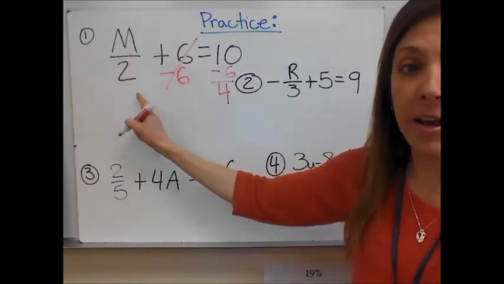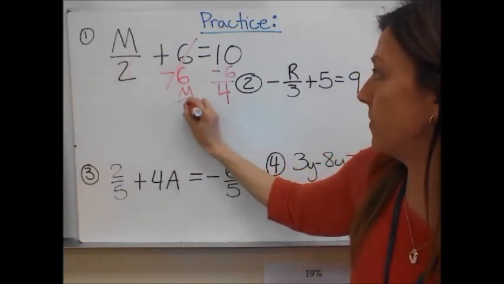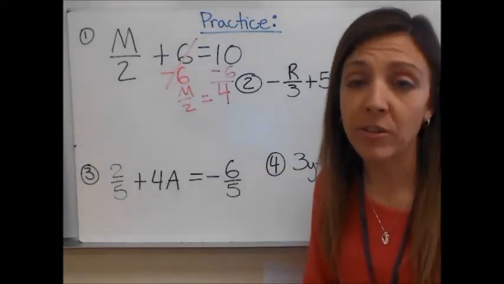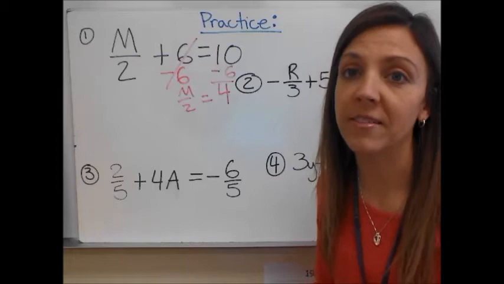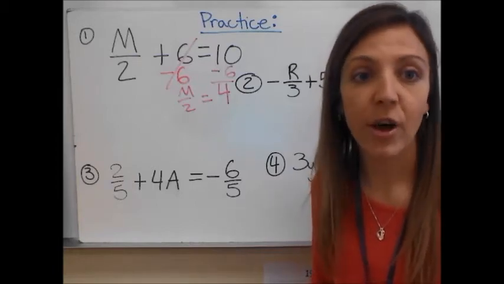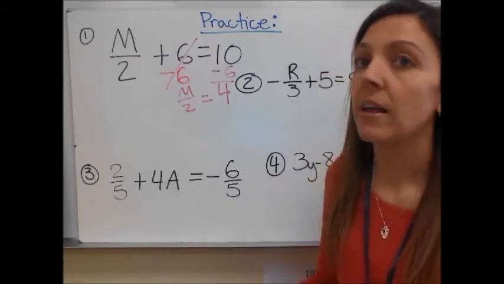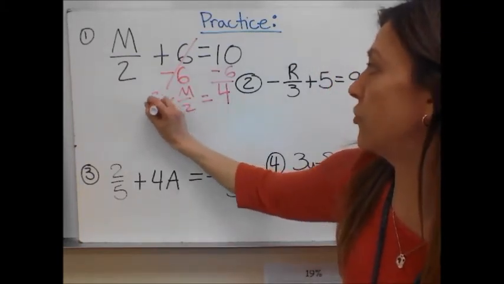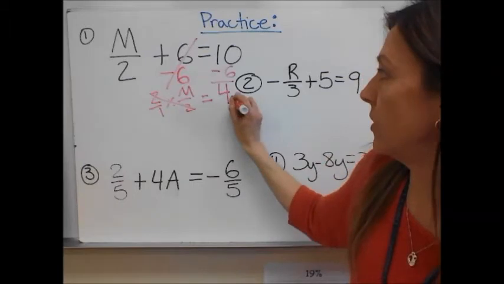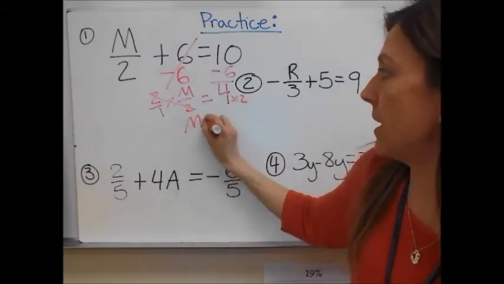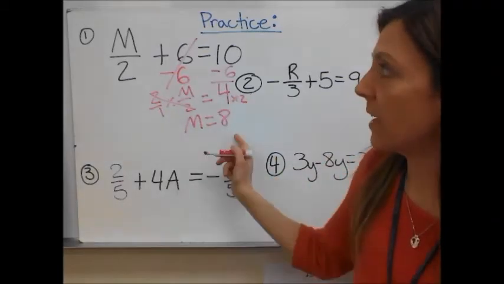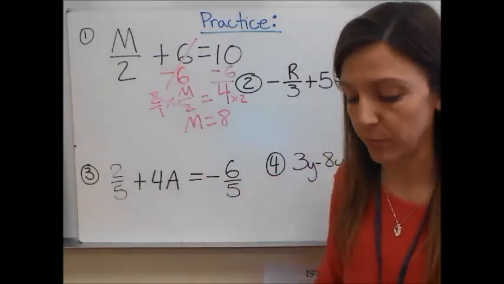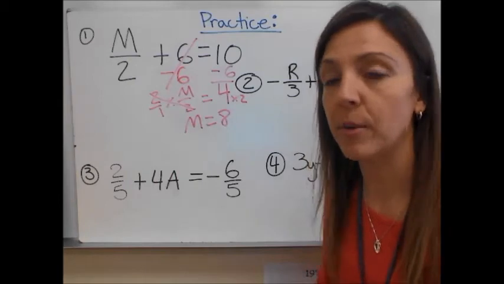So now I have m divided by 2 equals 4. Now I'm going to use inverse operations once again, but this time with multiplication and division. So m divided by 2, the inverse of dividing by 2 is to multiply by 2. So times 2, times 2. M equals 8. 8 divided by 2 is 4, and 4 plus 6 is 10, so it works when I try to plug it back in. Let's go to number 2.